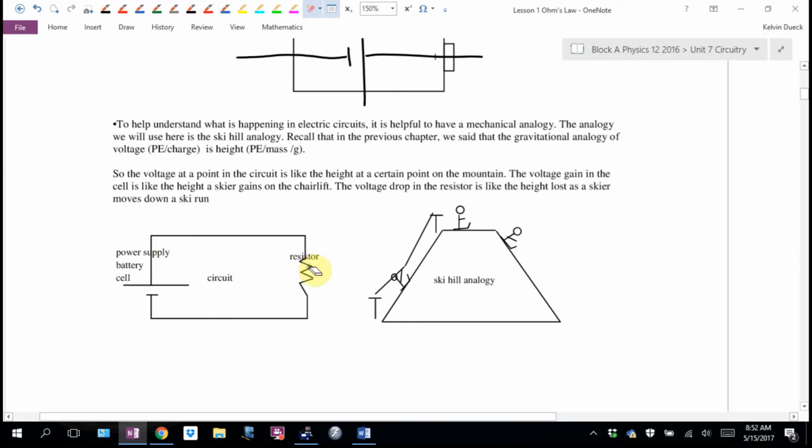Then the resistor, that's the ski hill. This is where you ski down. So on this ski hill analogy, you can put a battery like that, and then the symbol for a resistor is wavy lines, and you get back to the bottom. In any ski run, the chairlift lifts you up, the battery gives you more energy, and then you ski down to the bottom. You go through the resistor, losing your energy.